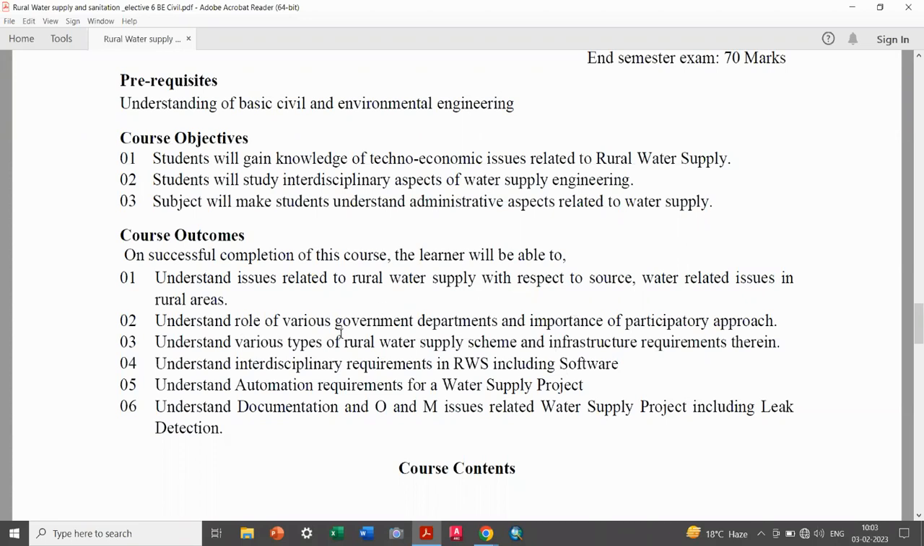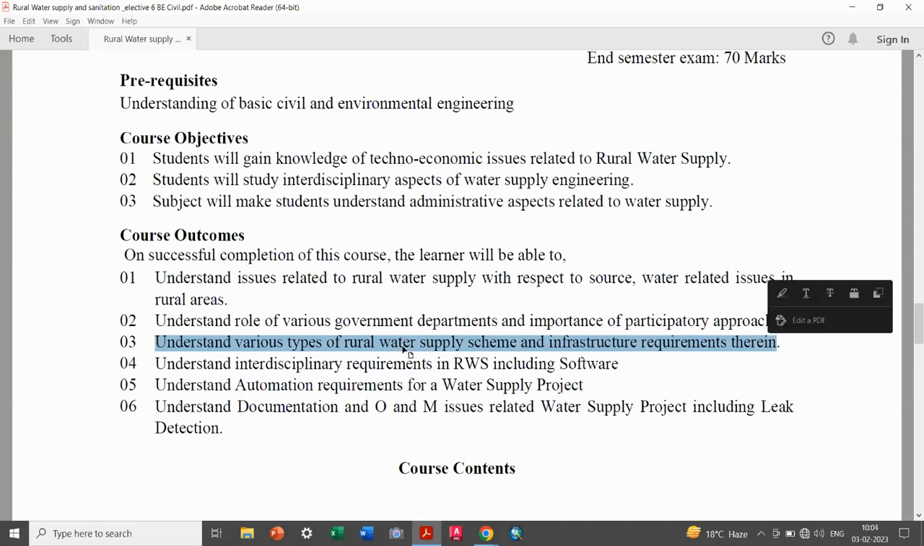Understand the role of various government departments and the importance of a participatory approach. People's participation in such rural areas is very important, and the government also plans various schemes through different departments, like as we discussed, Zilla Parishad, Panchayat Samiti or GSDA, that is the Groundwater Survey and Development Authority. Their work is to increase the groundwater level depending upon the rock strata in that particular area. The agriculture department also makes efforts to increase or store surface water by constructing nala bunds and various watershed management methods.